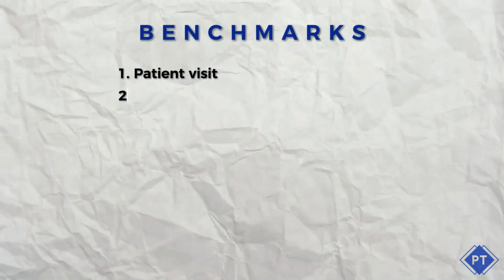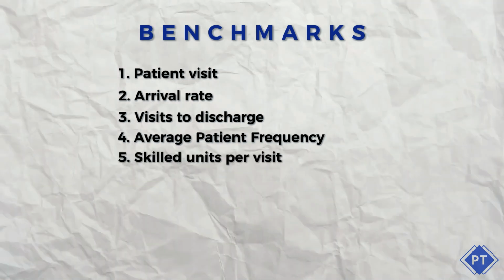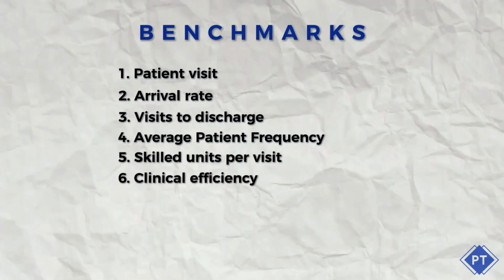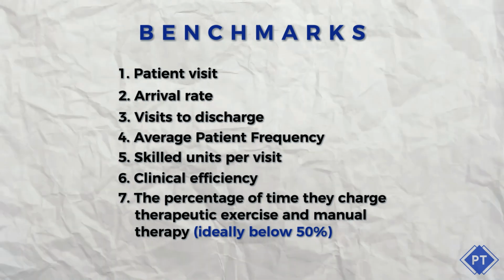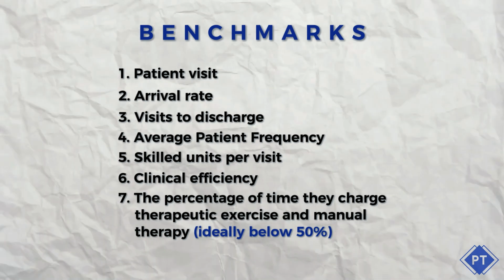So we look at benchmarks, establishing benchmarks. Here we'll rattle them off again, okay? Patient visits, arrival rate, visits to discharge, average patient frequency, skilled units per visit, perhaps, clinical efficiency, and the percentage of the time they charge therapeutic exercise and manual therapy. Ideally, we want that number to be below 50%. Once you've figured out what you'd like those benchmarks to be, and don't look at those benchmarks based on what they are, put them down for what you would like them to be, what you think a reasonable, hardworking A-team kind of staff member could do.